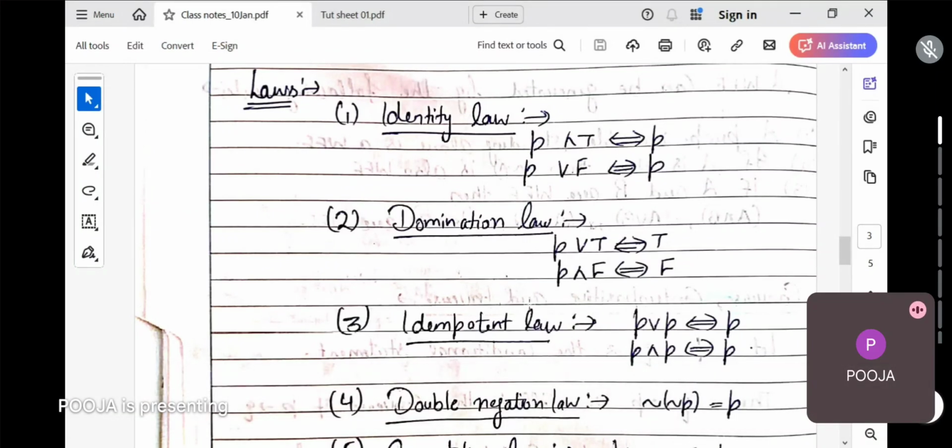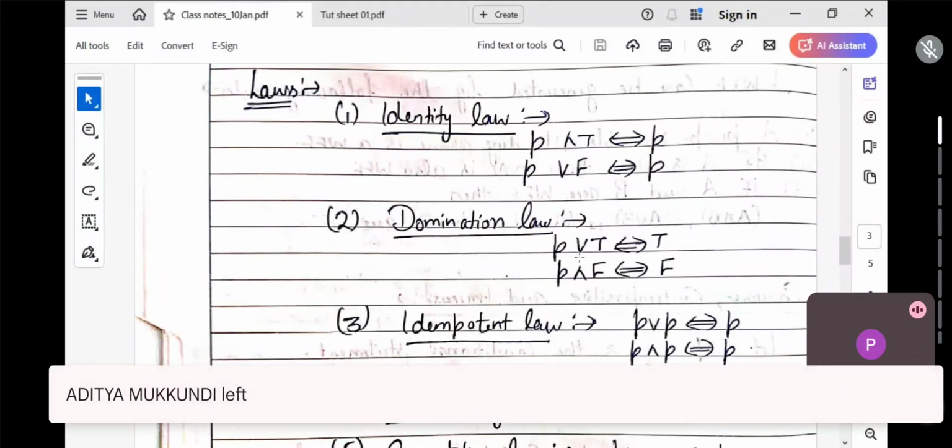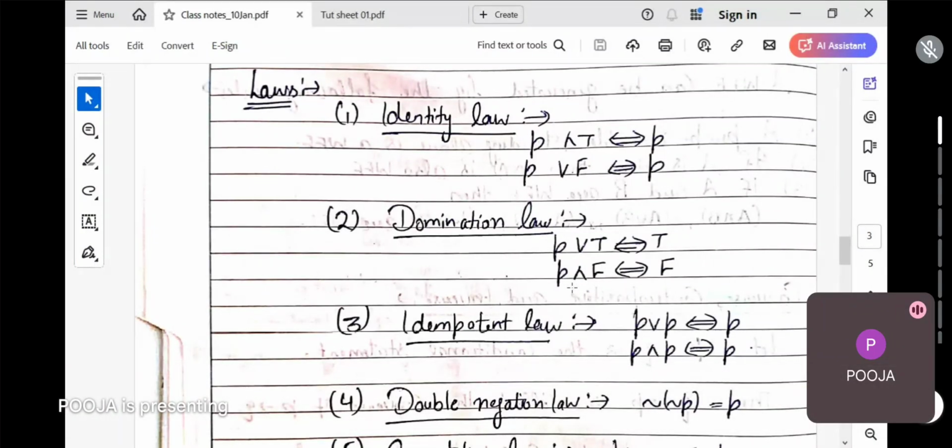Domination, as the name suggests, we are dominating something. So what is the proposition which will dominate the proposition P? T, tautology, is the proposition which is dominating P. So if I take the disjunction of P with T, then I am getting tautology. And if I take the conjunction of fallacy with P, then I'm getting fallacy. So this shows who is dominating P.